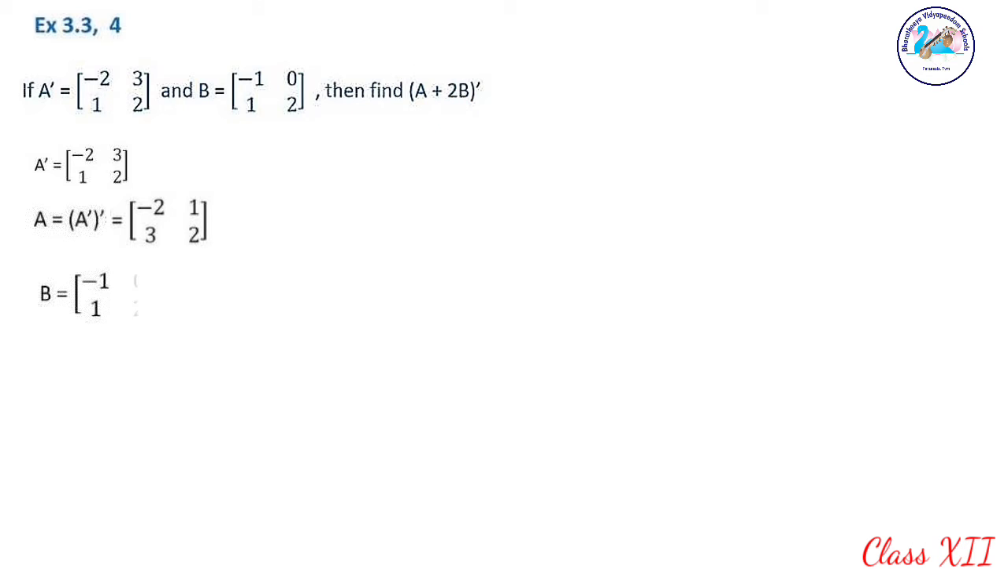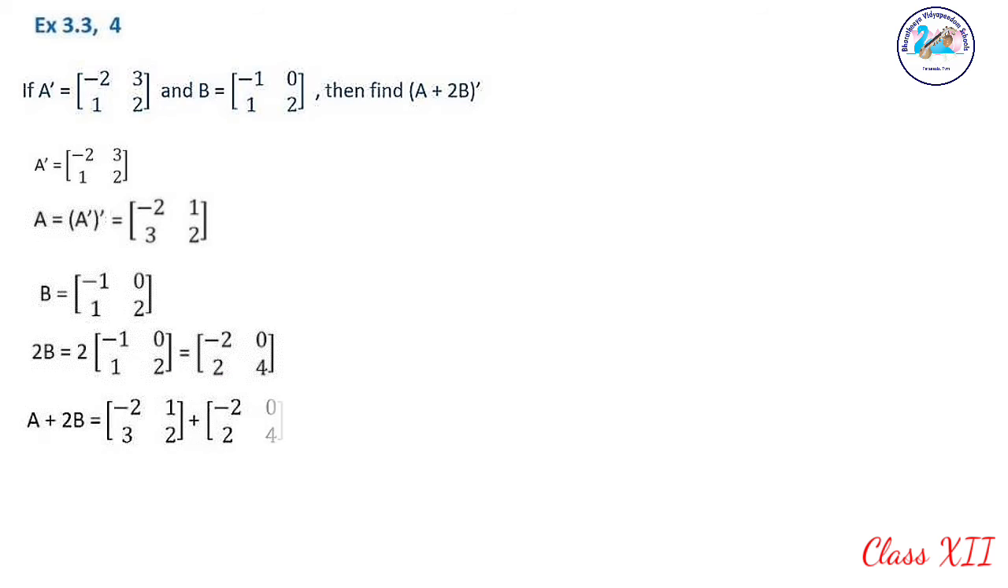Now we need 2B. For that B we have to write first. B is given to us, minus 1 0 1 2, that is written. Then 2B, scalar multiplication, just multiply 2 outside. 2 into matrix minus 1 0 1 2. Then just multiply inside by 2. 2 into minus 1 is minus 2. 2 into 0 is 0. 2 into 1 is 2. 2 into 2 is 4. Is mentioned.